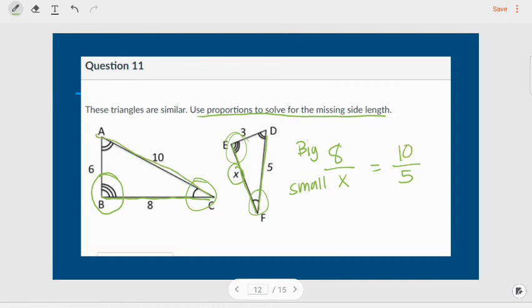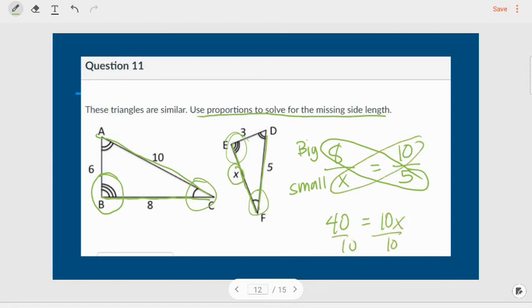Now if you can notice a pattern, by all means, simplify using that pattern, or we can cross multiply. 8 times 5 is 40. 10 times x is 10x. Divided by 10, that gives me x is equal to 4. Or you can notice the pattern to go from the big to the little. 6 divided by 2 is 3. 10 divided by 2 is 5. 8 divided by 2 is 4. And both ways will work.